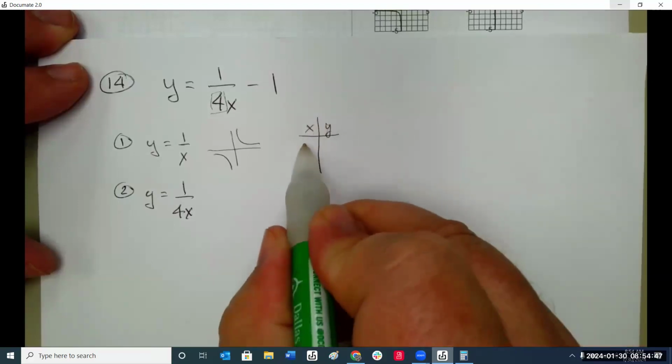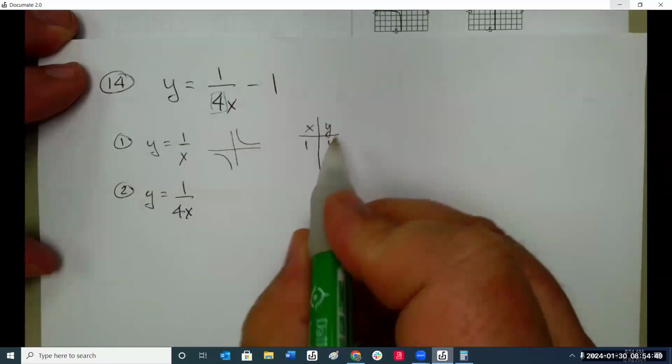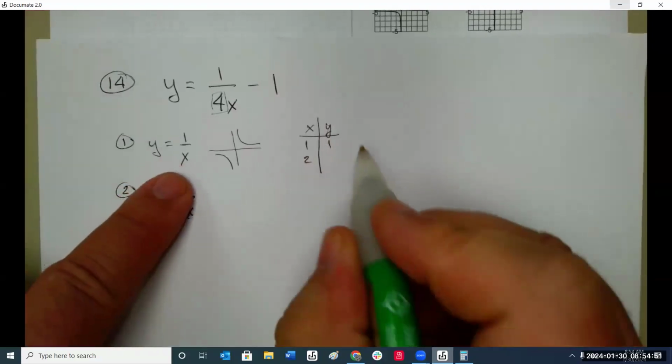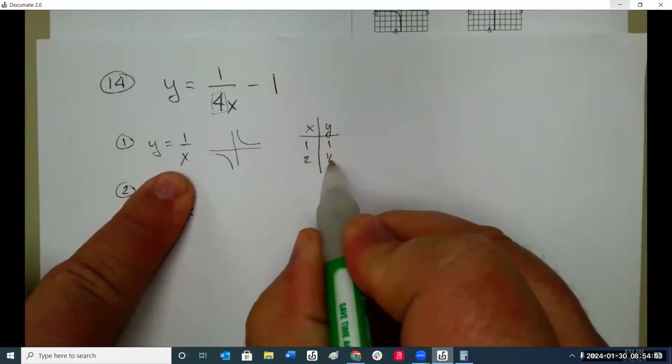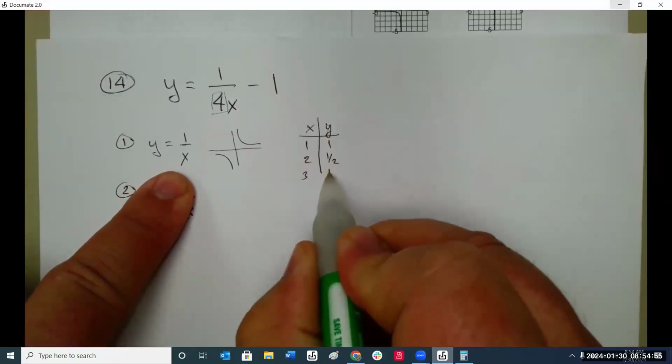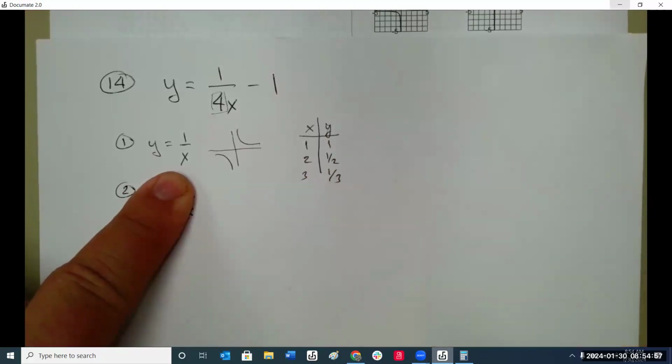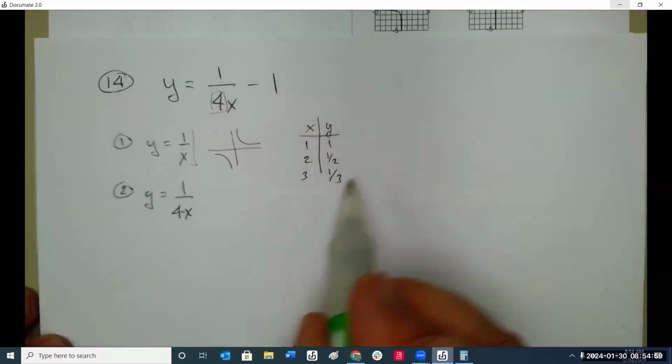So when x is 1, y is 1. When x is 2, this is for this one, 1/2. When x is 3, we get 1/3. So that's the original function.